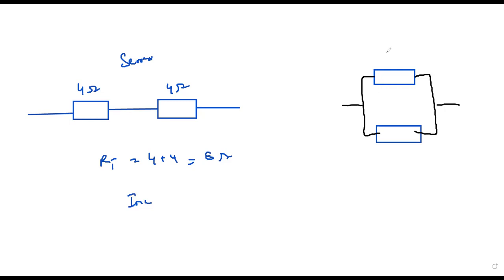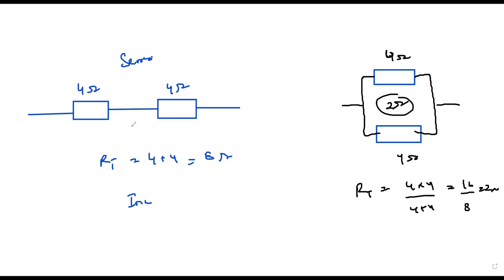So if this one is 4 ohms, this one is also 4 ohms. What is the combined resistance? It is product divided by sum. So it is 4 into 4 divided by 4 plus 4. So 16 divided by 8, that's equal to 2 ohm. So the total of these two will be equal to 2, and the total of these two in series is equal to 8. So when we connect in parallel, the combined resistance decreases. That's why the combined was 1.5, but the individual was 3.